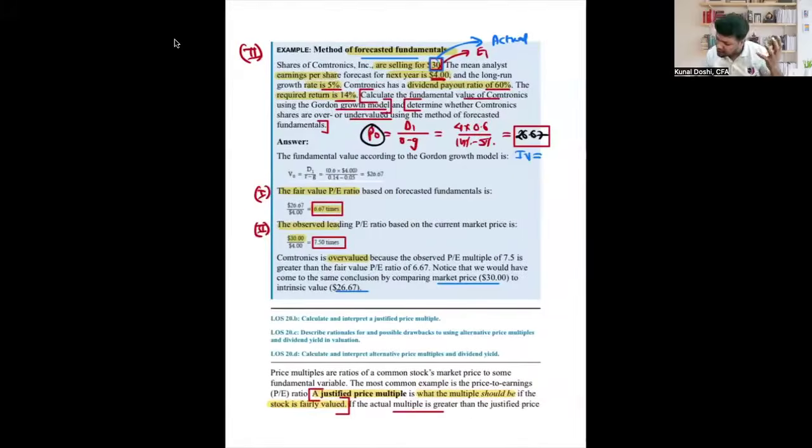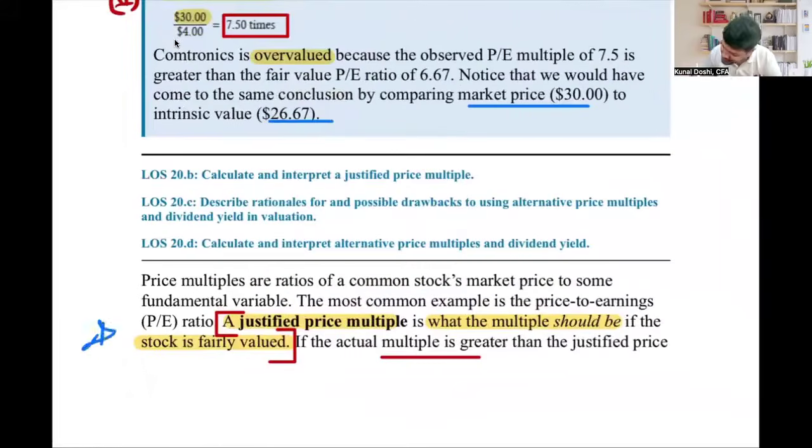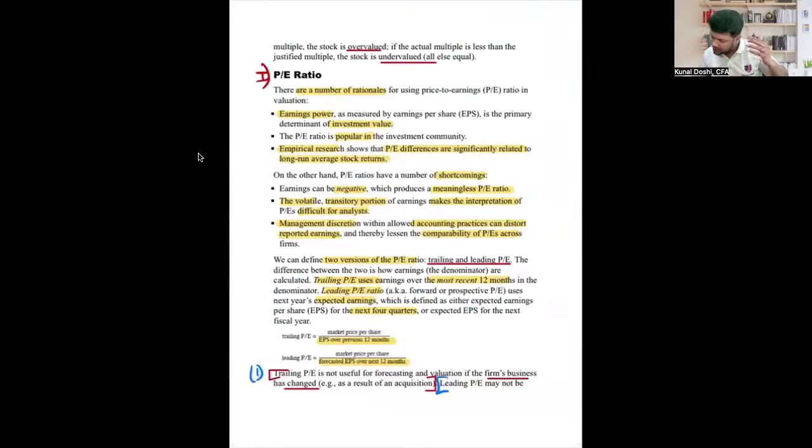Now, this is what we are going to understand throughout the syllabus. This is the method of forecasted fundamentals. Here, the important thing is the justified price multiple, which is based on fundamentals, where the price is based on the Gordon's growth. So here, the justified PE ratio is very important. Remember, the conclusion for the PE ratio is the same as with the market price: if your P/E ratio is lower than the industry or peers, then it is undervalued, otherwise it is overvalued. Correct, right?